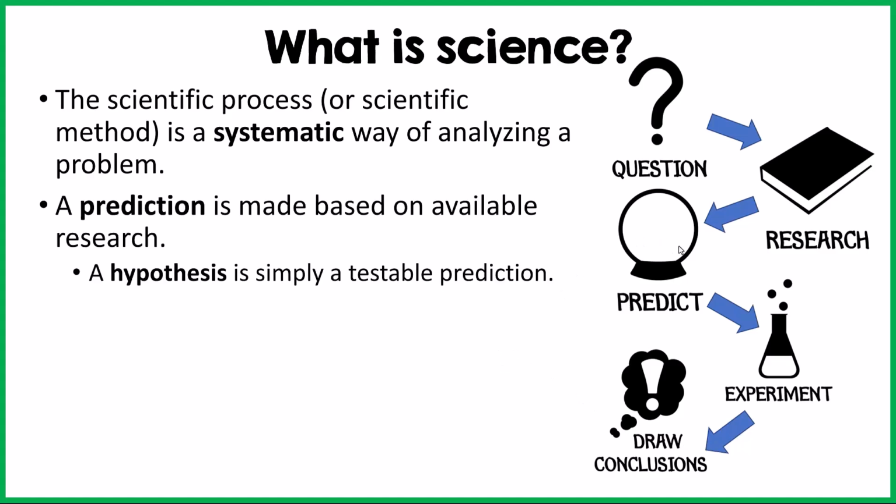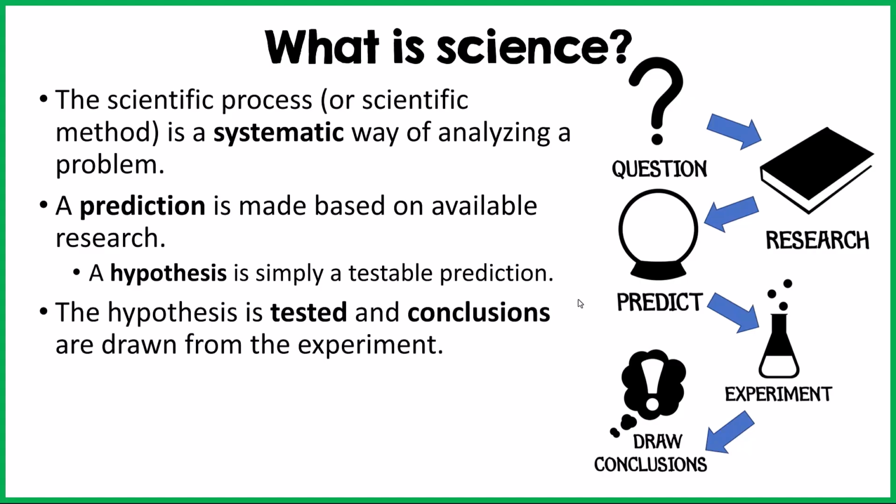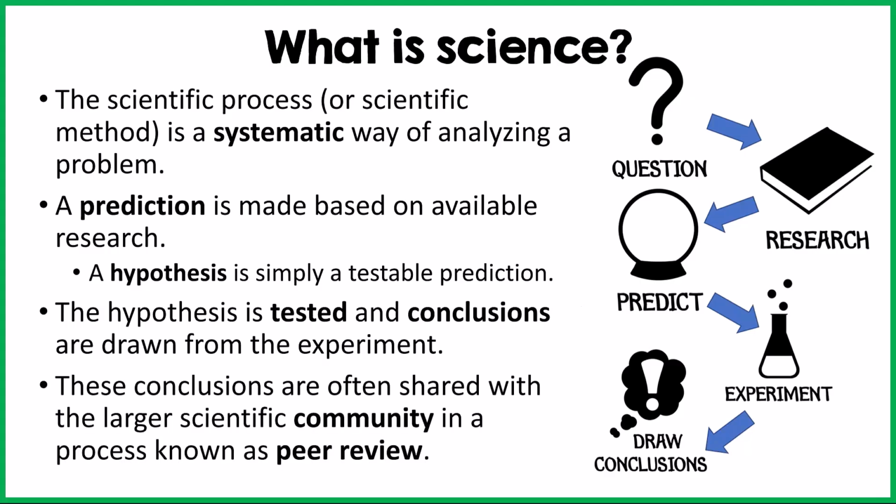So a prediction is made based on available research. And a prediction in science we often call a hypothesis. That is a testable prediction. So we're going to test that with an experiment, and a hypothesis has to be a testable prediction. The hypothesis is tested in the experiment, and then conclusions are drawn from the experiment. These conclusions are often shared with the larger scientific community in a process known as peer review. We'll talk more about that in a minute.